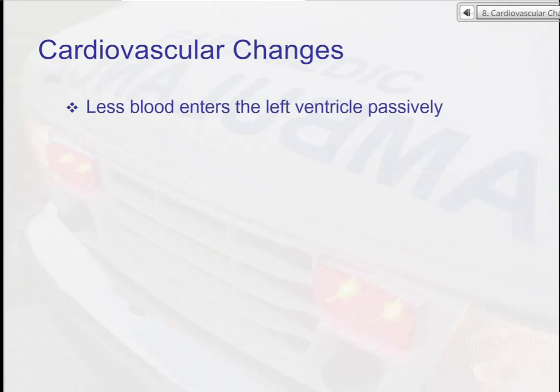Other changes. Less blood enters the left ventricle passively. If you recall from last semester, we talked about how when blood returns to the atria via the vena cava and via the pulmonary veins, that blood in the atria just enters the ventricles, and the ventricles fill to about 70% of their volume before the atria then contract, propelling the remaining 30%. So there's less passive filling.